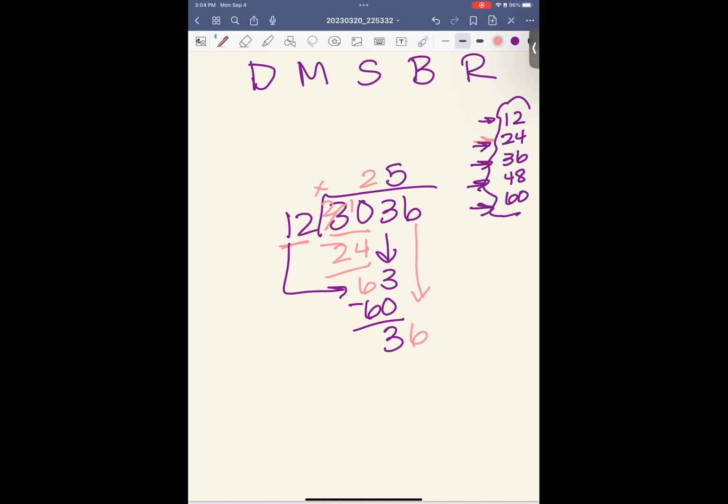How many groups of 12 can I take out of 36? I see right here that it's my third. 3 times 12 is 36. Subtract for 0. My answer is 253.